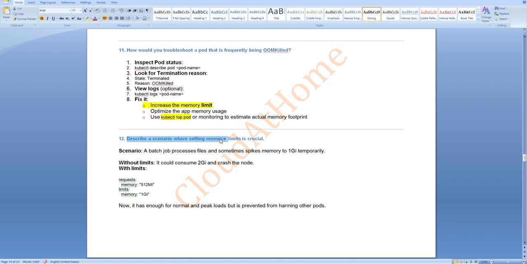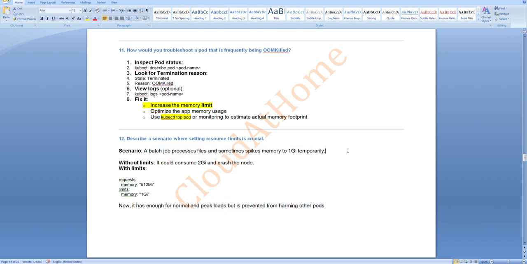Right? Describe a scenario where setting resource limit is crucial. Okay, so a batch job is processing a file and sometimes spikes memory to 1 GB temporarily. So without limits, it could consume 2 GB and crash the node. With limit, you have to set like this. Now it has enough for the normal and peak loads, but it prevents harming other pods.